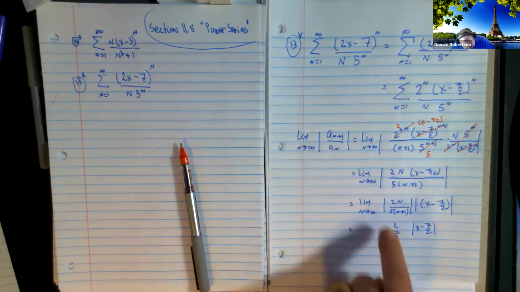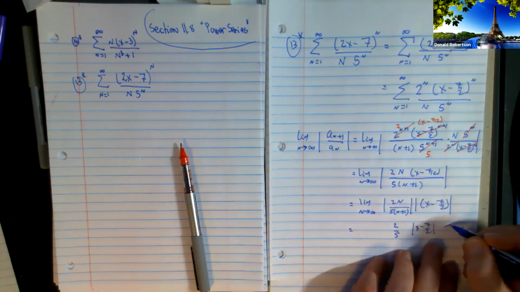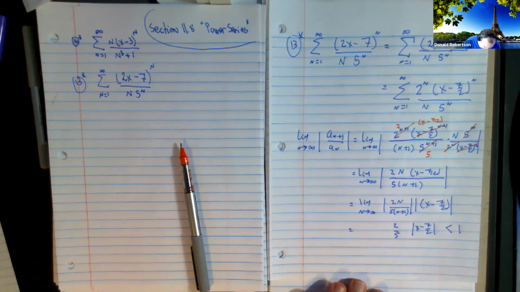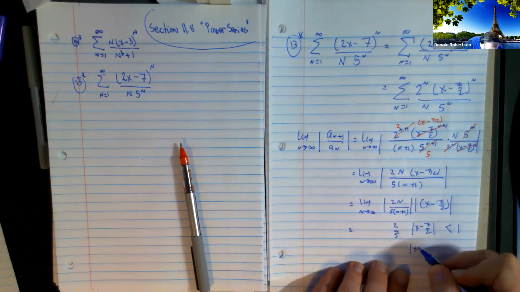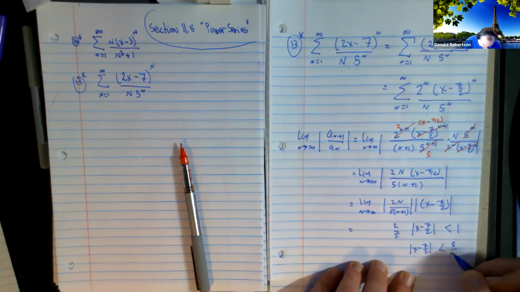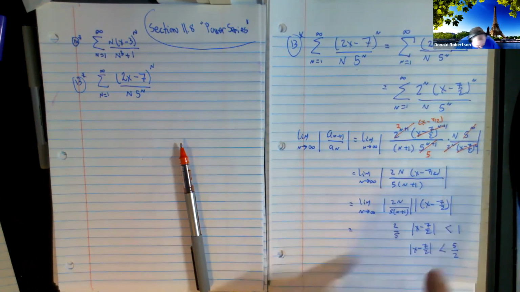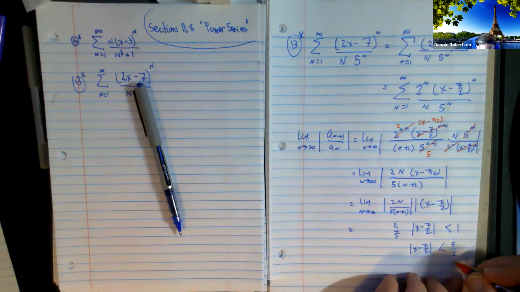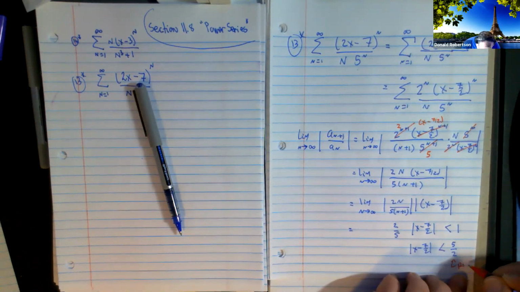So this limit is that guy. To converge, it needs to be less than 1, which means that this guy needs to be less than 5/2. Multiply both sides by 5/2. So we have found our R guy. 5 halves.